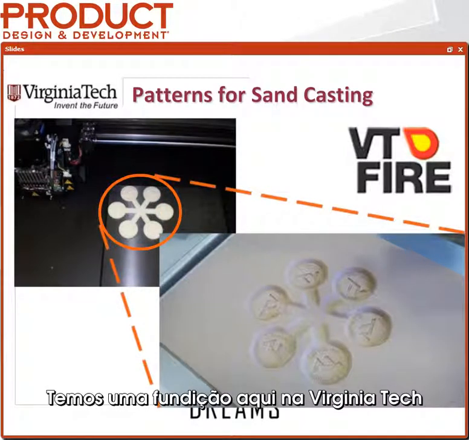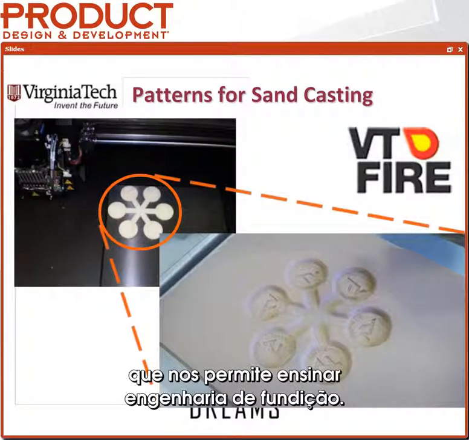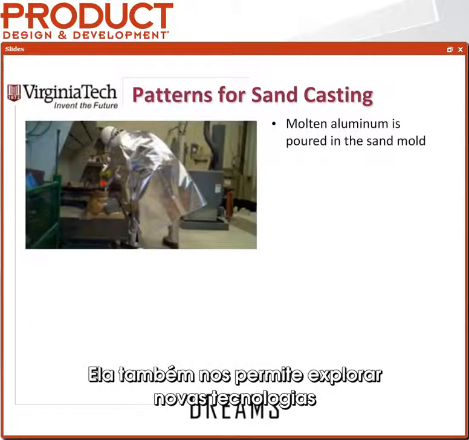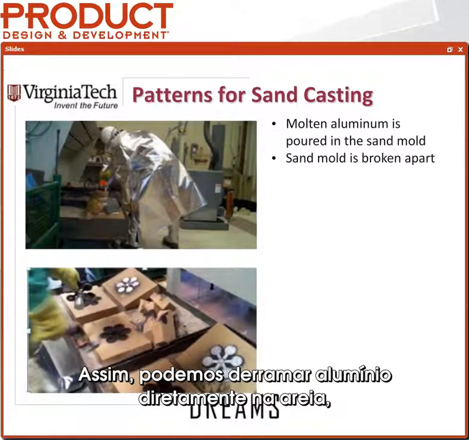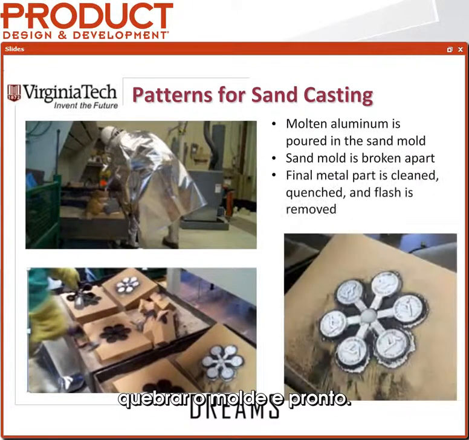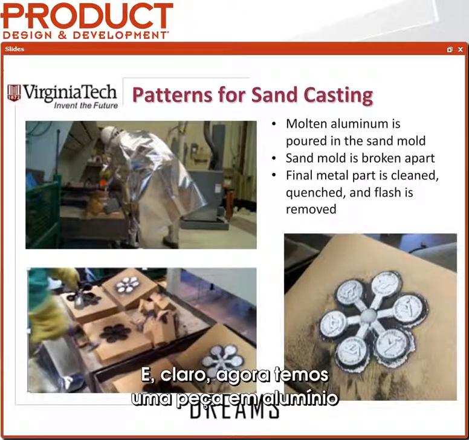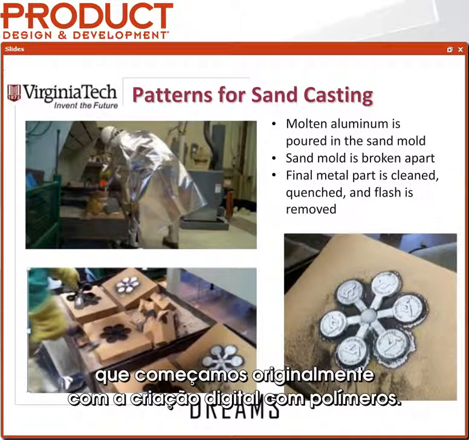So we have a foundry here at Virginia Tech, which allows us to teach about foundry engineering, and also allows us to explore new technologies like 3D printing in the foundry industry. So we can pour our aluminum straight into that sand, break the sand mold apart, and of course, now we have an aluminum piece that we originally started by digitally creating out of polymer.